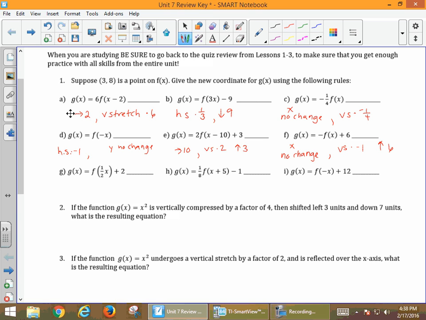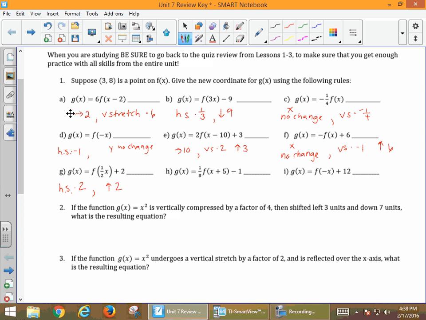For g, it says g(x) equals f of 1/2 x. So there's a horizontal stretch. And remember, we're thinking opposite. So we're going to multiply by 2 over 1, that reciprocal. And on the outside, the plus 2 tells me I have an up 2.